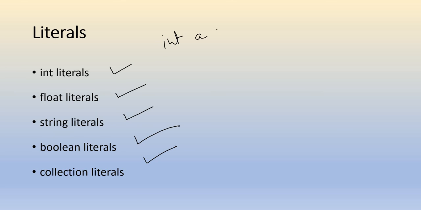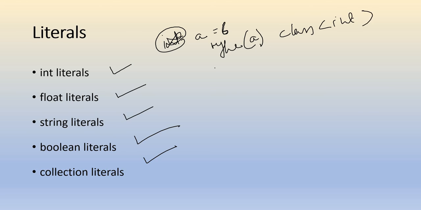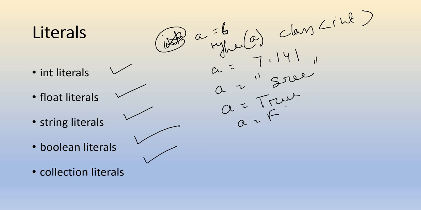Int literals. a = 6 is an int literal. You need not give the data type specifically here. a = 6; whatever value you assign, a holds accordingly. If you want to see what kind of literal it is, type(a) gives you the class int. A float literal is a = 7.141. A string literal you can create as a = "sri". And a boolean literal you can create as a = True or a = False.